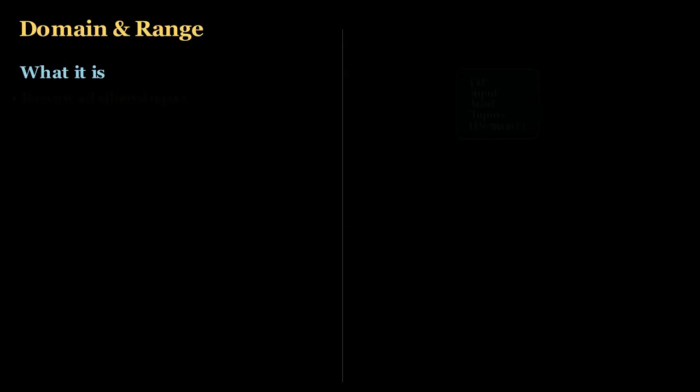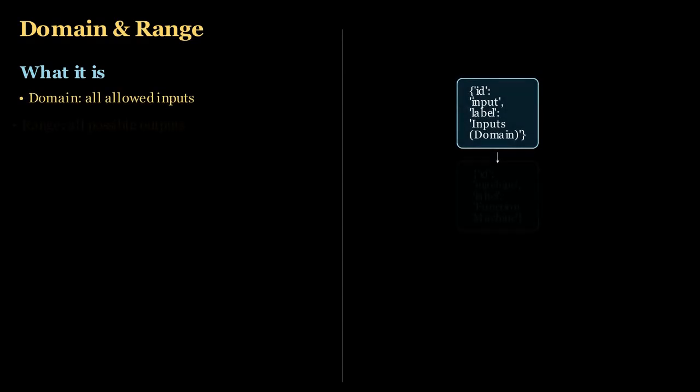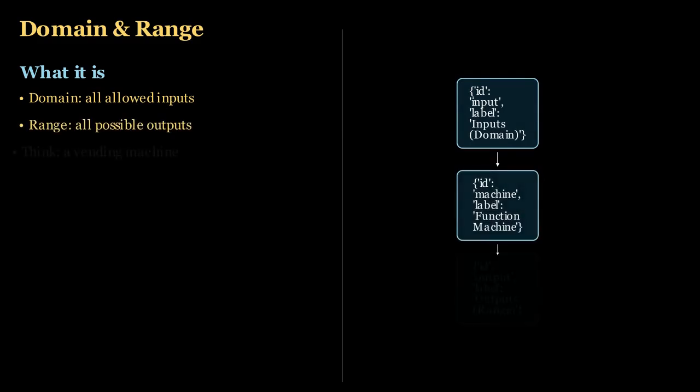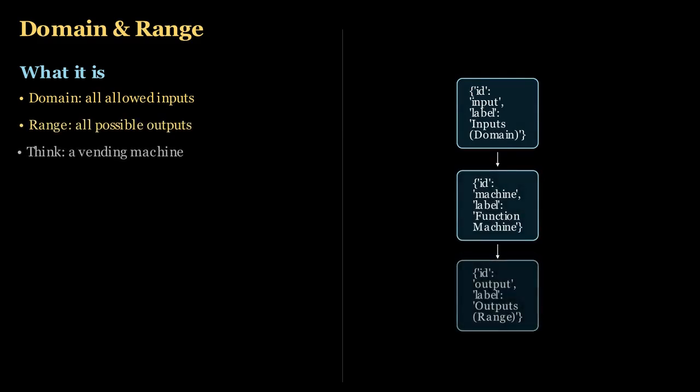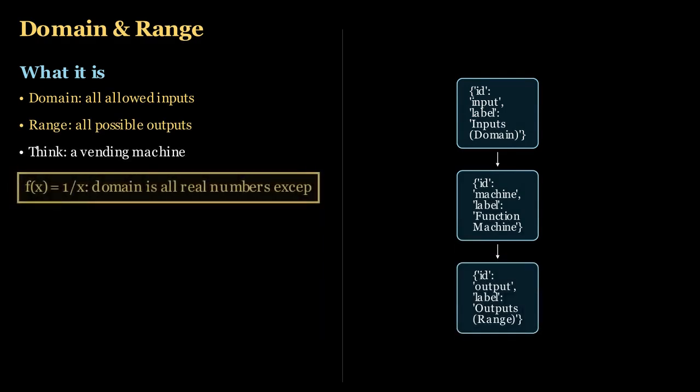Imagine a vending machine. You can only put in certain coins, like a 10-rupee note or a coin, and it will only give you back certain snacks. A function works the same way. The set of all the inputs you are allowed to feed into the function is called the domain. The set of all the outputs the function can possibly spit out is called the range.